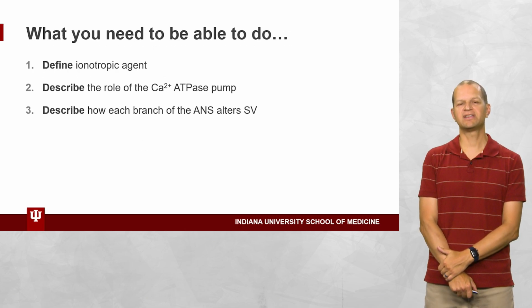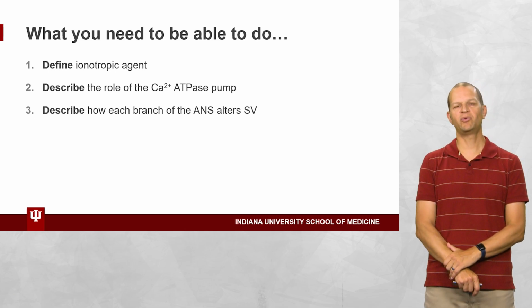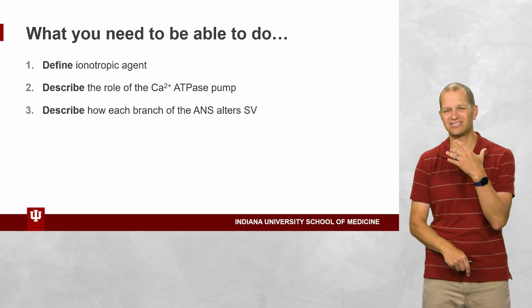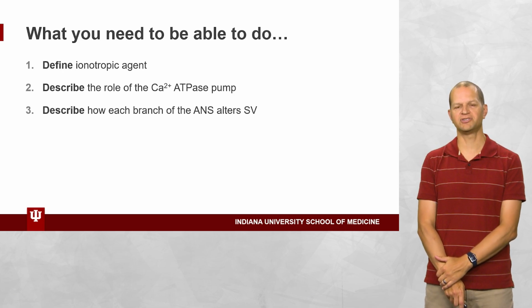So at the end of this video, can you do these three things? Can you define inotropic agent, describe the role of the calcium ATPase pump, that's SERCA, and can you describe how each branch of the autonomic nervous system alters stroke volume?